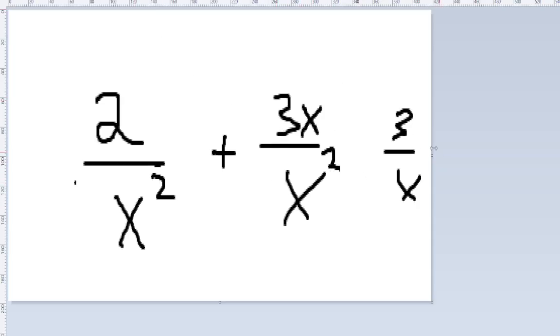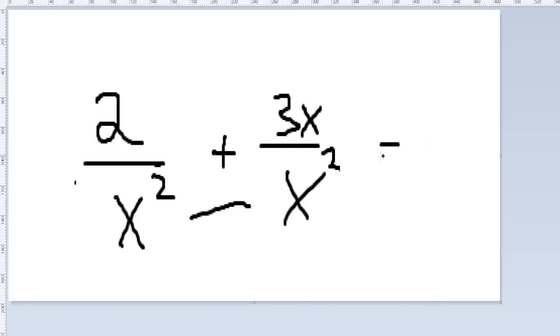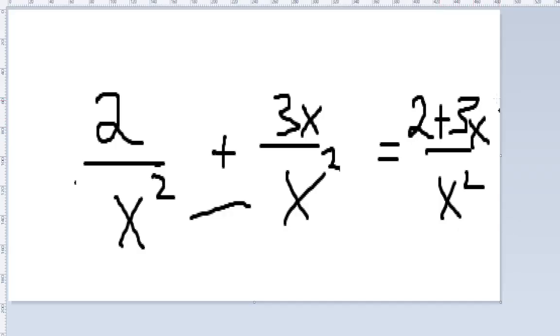But now that the denominators match, I can add them. It's the same as having it over x squared. And now I can add 2 plus 3x. Note at the top, that's as far as I can take the top, because this term is not the same as that term. I can't add the 3 and the 2, because this is 3 apples, and this is just 2 1s. This is 3 x's, and this is just 2 1s. I cannot add them. They're not the same item. So that's as far as I can take this fraction.